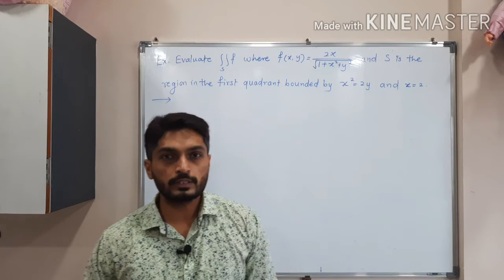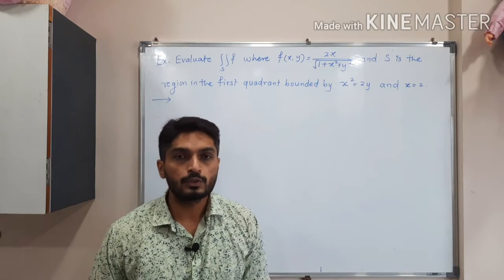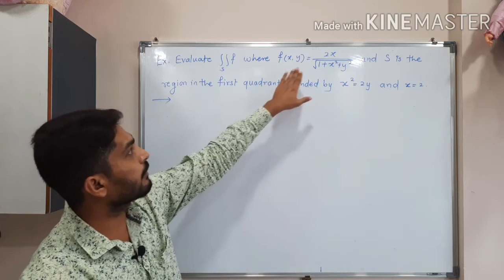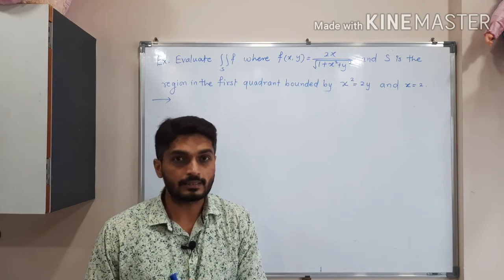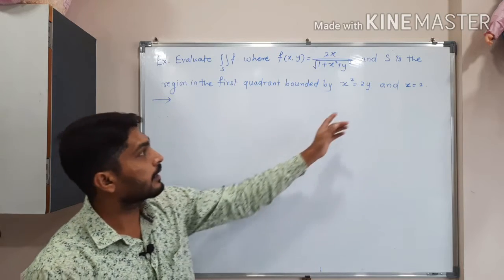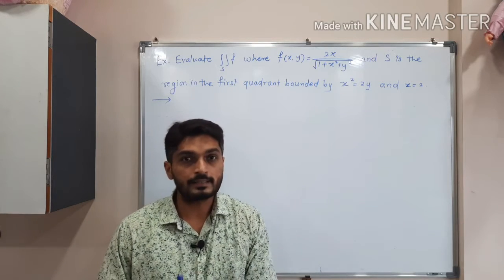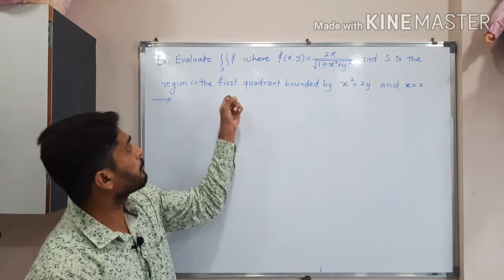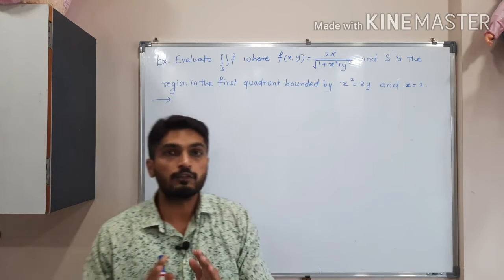Hi everyone. So let us solve this example of double integration. In this example, we have f of x, y is equal to this one, and S is a region. S is a region in the xy plane which is bounded by x square is equal to 2y, x is equal to 2, and the very important thing is it lies in the first quadrant only.